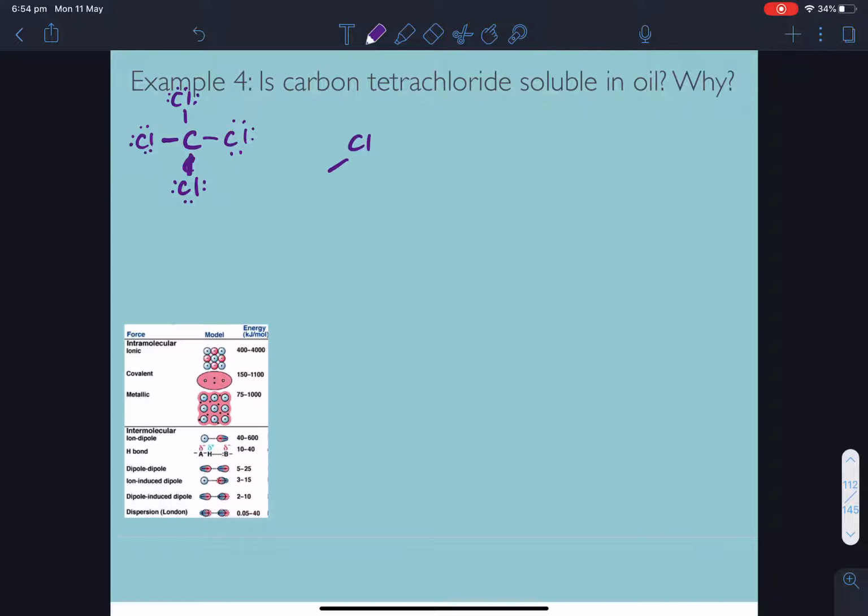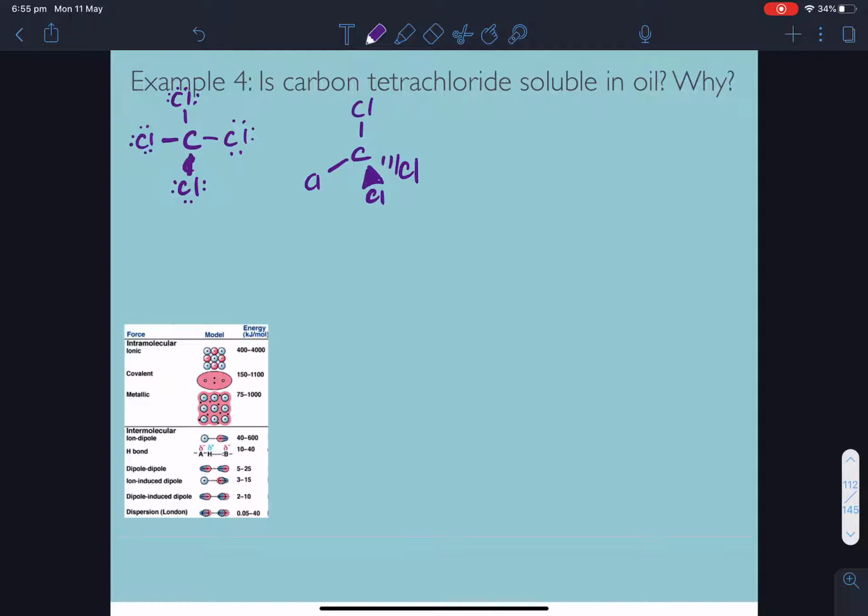Oh, what am I doing? I want a carbon in the middle, don't I? What an amateur. I'm doing my wedge to show we've got 3-dimensionality here. So roughly tetrahedral there. Well, it should be, but my drawing's rough.